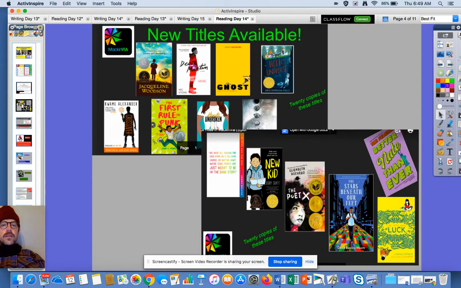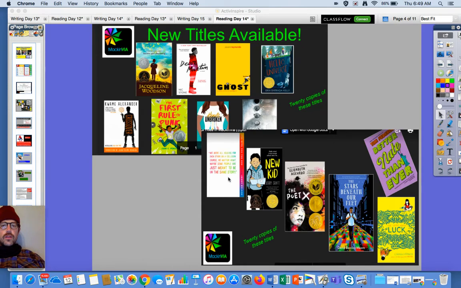A couple other things I wanted to show you on Mac and VIA, where you can log in using Clever. When you log into Mac and VIA, there are a whole bunch of different book titles that are now available. Now you'll notice that there's only 20 of these copies. So you'll have to share these 20 copies of each book with different students around the St. Paul Public Schools. So I can't guarantee that all of these titles will be there, but you should be able to find some.